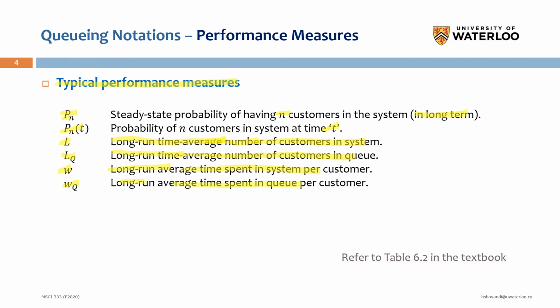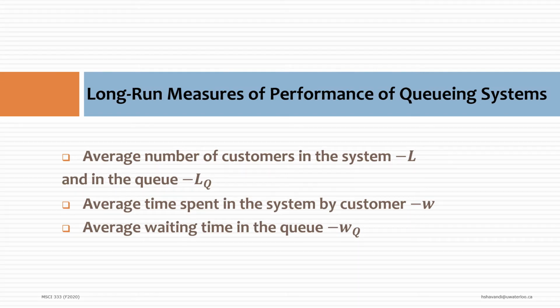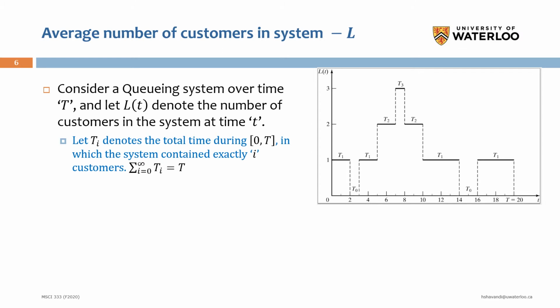Now let's see how we can calculate the long run measures of performance of a queuing system. Average number of customers in system, L. Let's see how we calculate this measure. Here we assume that we have a system and we have L(t), the number of customers in the system over time, and we have T as 20 minutes, let's say.